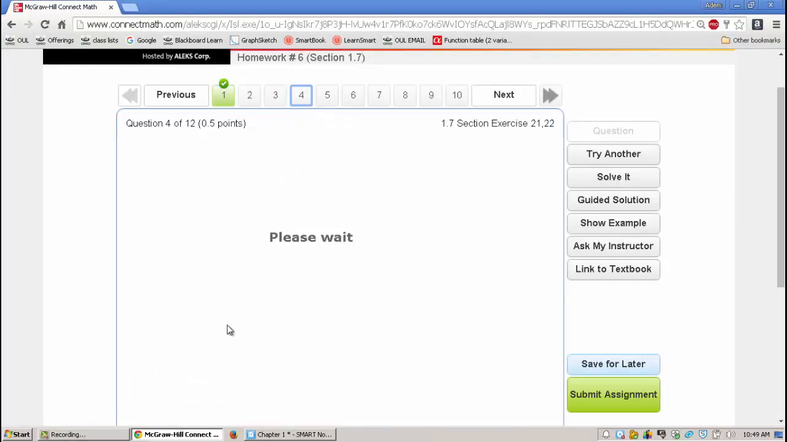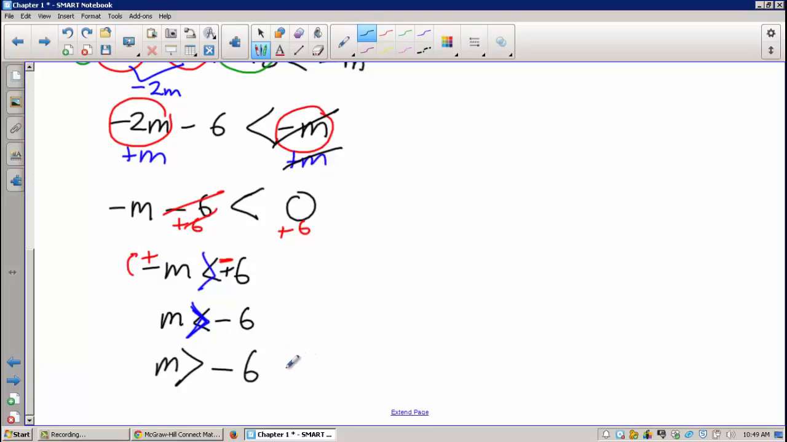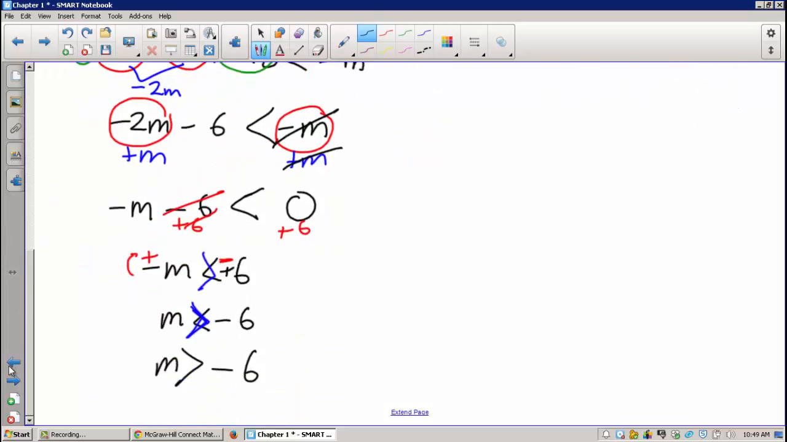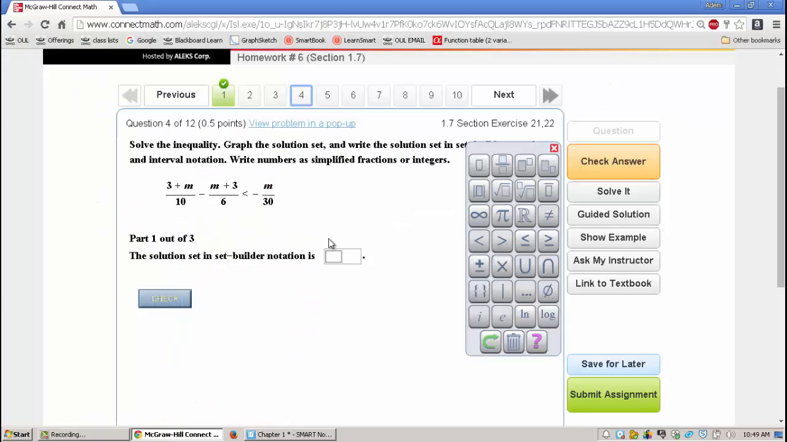It's asking for set builder notation. All you need to do is put this in part A, put this in this notation. M is less than minus 6. Was it like that? Yeah, greater than minus 6. Okay? That's what we are going to enter here.